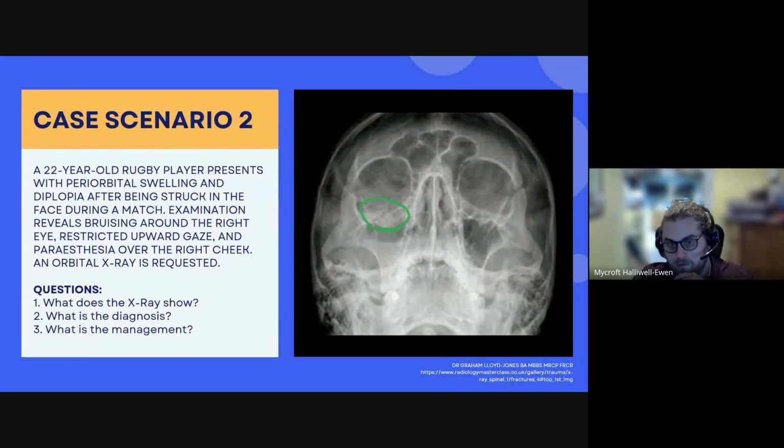We've got an orbital floor fracture, don't we? Yeah. I mean, we've got paresthesia over the right cheek because that infraorbital foramen has been damaged, the nerve inside has been damaged. Right. Restricted upwards gaze because the inferior rectus is herniated through. Yeah, all fits. I think they'd need a repair, to be honest.